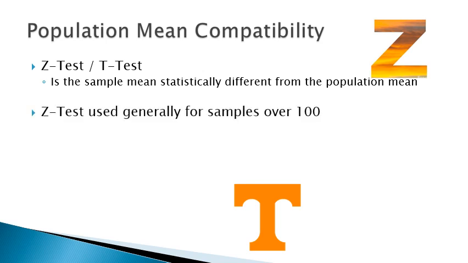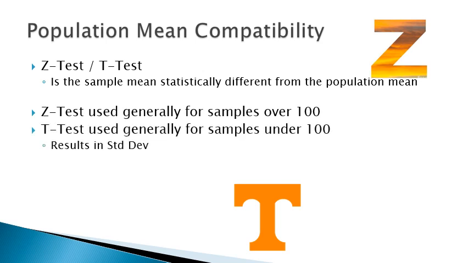So if I'm trying to do a z-test or a t-test, a z-test I would use if I had a sample over 100, a t-test I would use for under 100. I'm just going to use the word t-test for now, meaning under 100, only to differentiate it a little easier from the z-score. So z-score, score against mean. T-test, mean against mean.